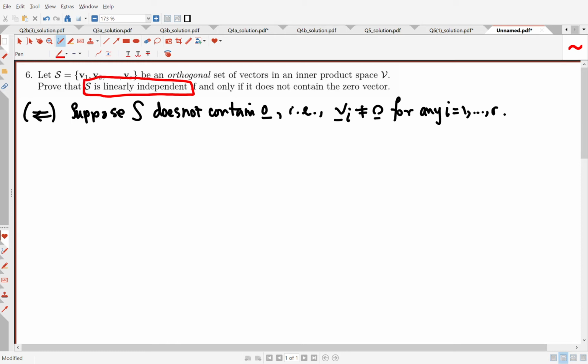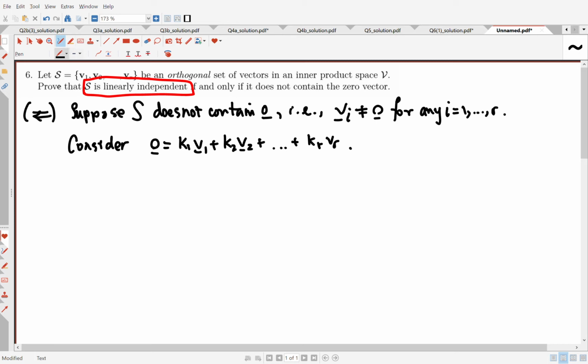To show that it is linearly independent, I need to consider 0 equals k1 v1 plus k2 v2 plus and so on until kr vr. I want to find the values for k1, k2, until kr and show that they are all equal to 0. It's the only solution for this equation. So what can we do?